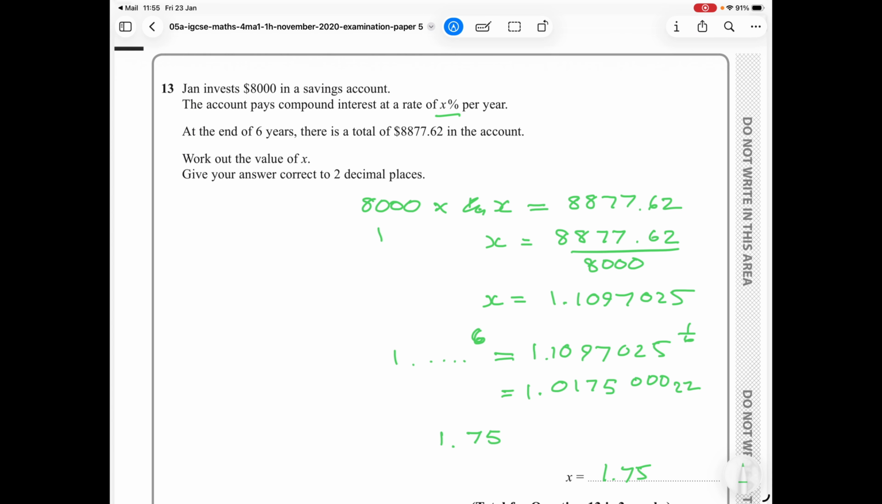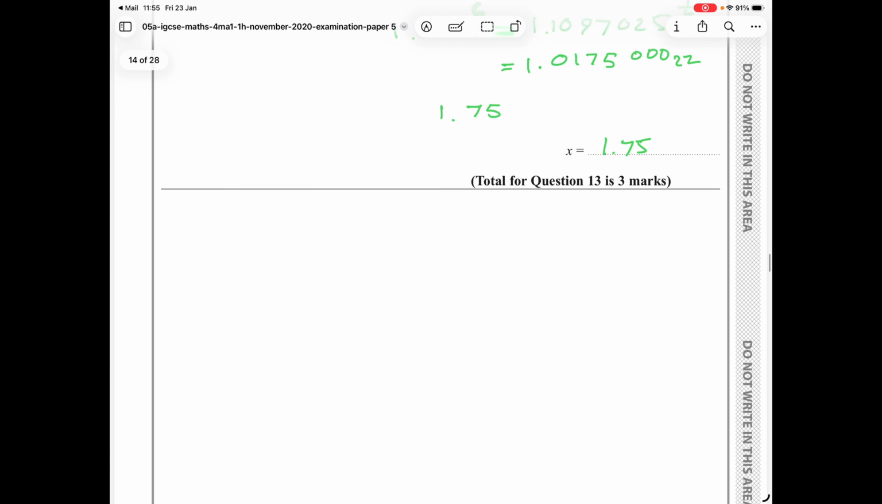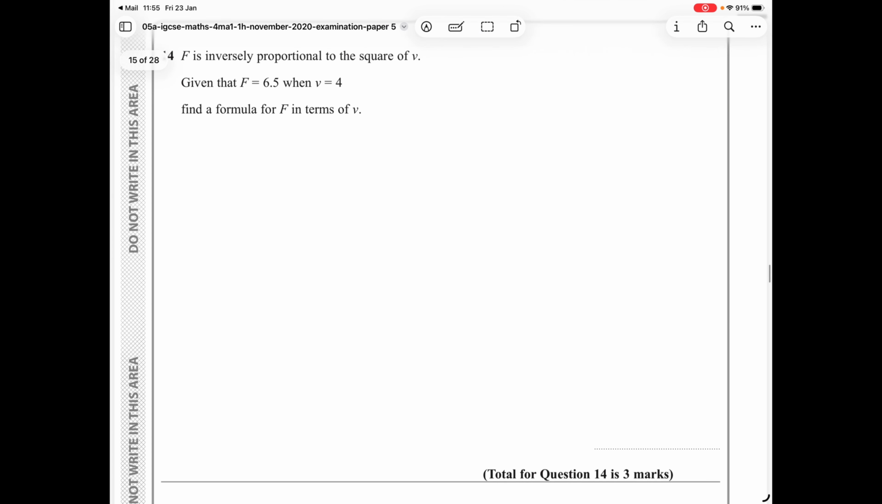And you can do that by doing a little check. So you could go 8,000 times 1.0175 to the power 6, and that should give you what we've got there. So there we go.